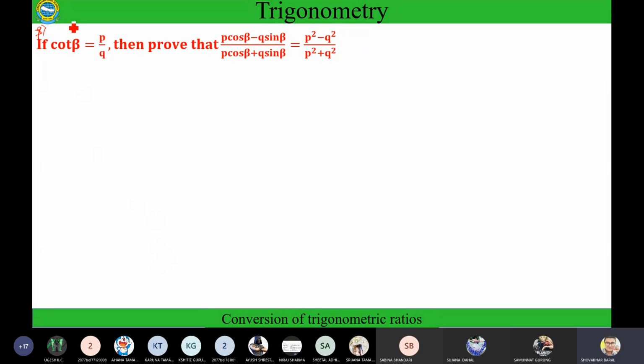So no, I think this one is 6. Sir, what was the previous number actually? It's 6. Okay, 6. So if cot beta is equal to p upon q, then prove that (p cos beta minus q sin beta) by (p cos beta plus q sin beta).